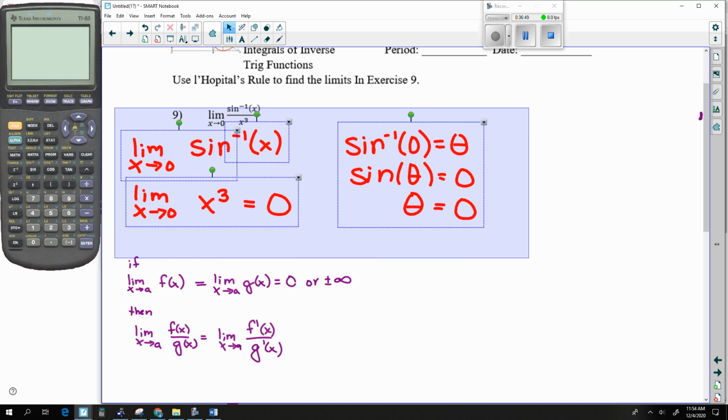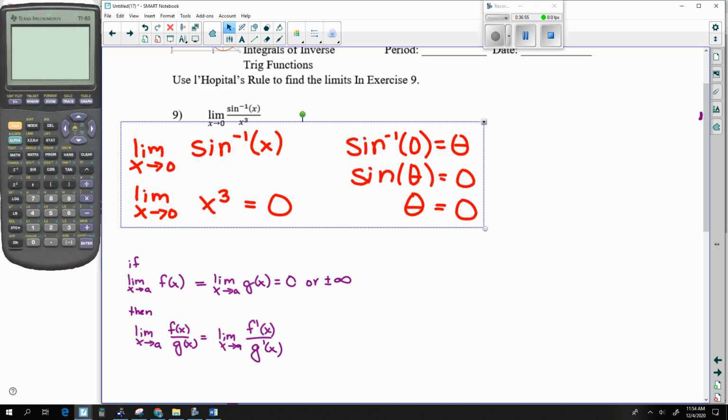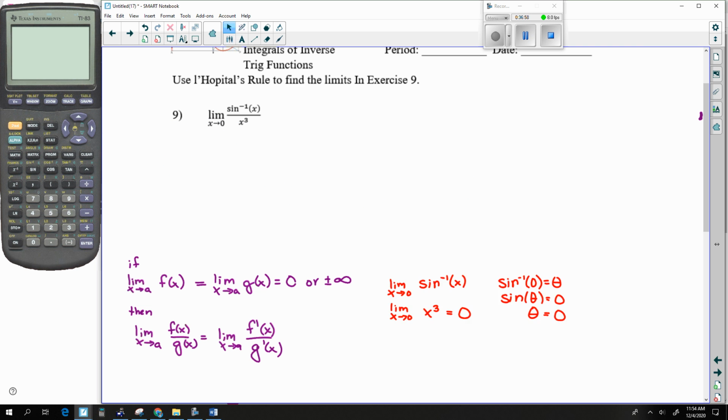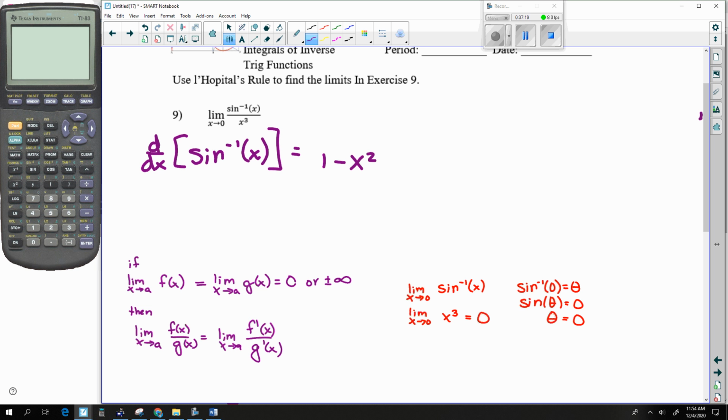So L'Hopital's says now this limit is going to be equal to the derivative of the numerator over the derivative of the denominator, and then we can reapply. So the derivative of the numerator is 1 over the square root of 1 minus u squared, times u prime, which is 1. The derivative of the denominator is 3x squared.